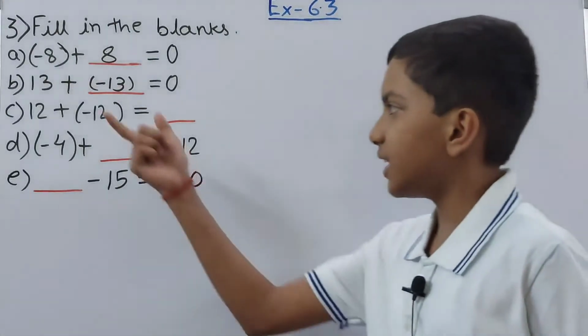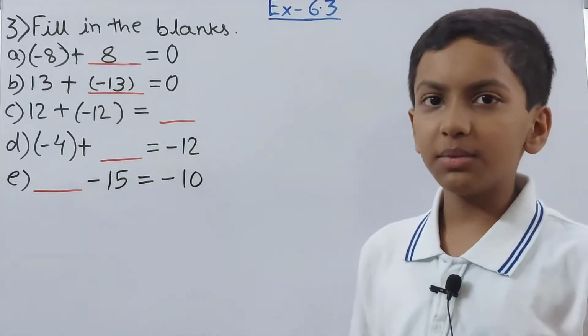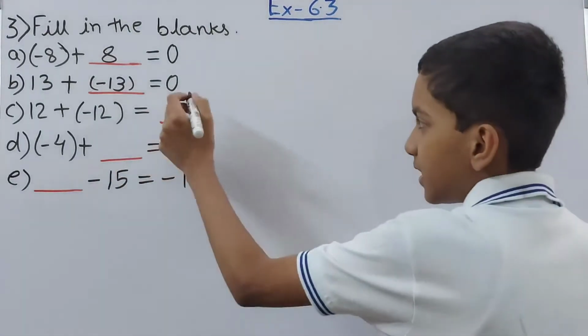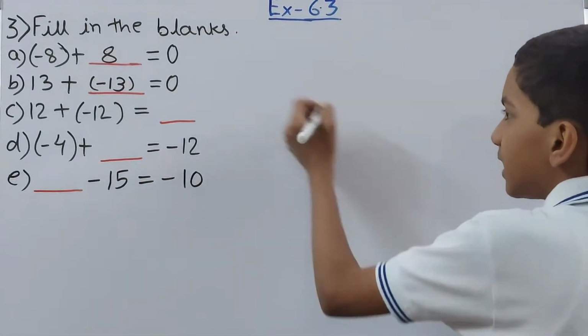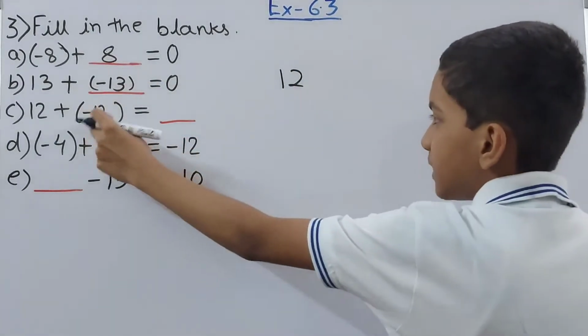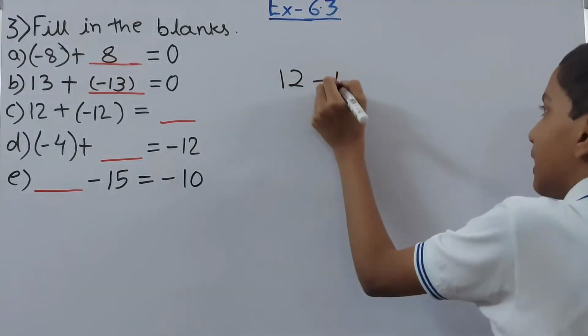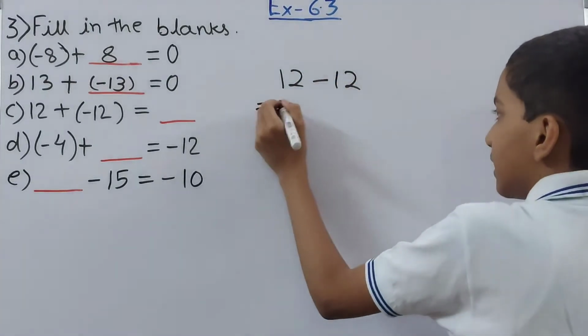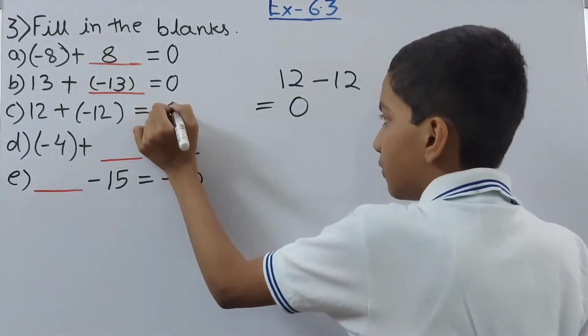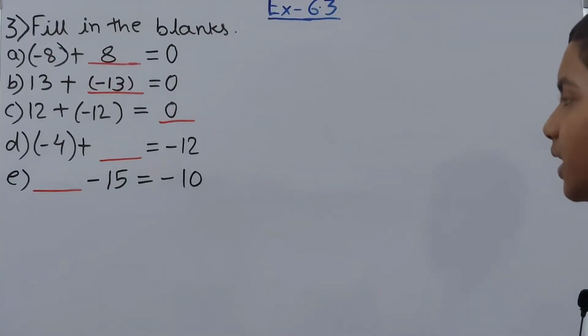Okay, so as you can see, this is the whole question given to us. Simply we will solve this and then we will find the answer. So 12 will be as it is, and as you can see, plus minus 12, that is 0. That means our answer will be 0. Now let's move on to the next blank.